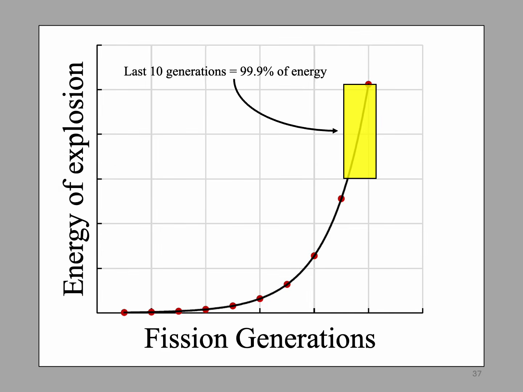The exponential growth of neutrons means that the last 10 generations produce approximately 99.9% of the energy in the explosion. Thus, it is important to keep the supercritical mass together long enough to release the desired amount of energy, otherwise, it is a dud. This means that the two subcritical masses must be brought together very quickly.